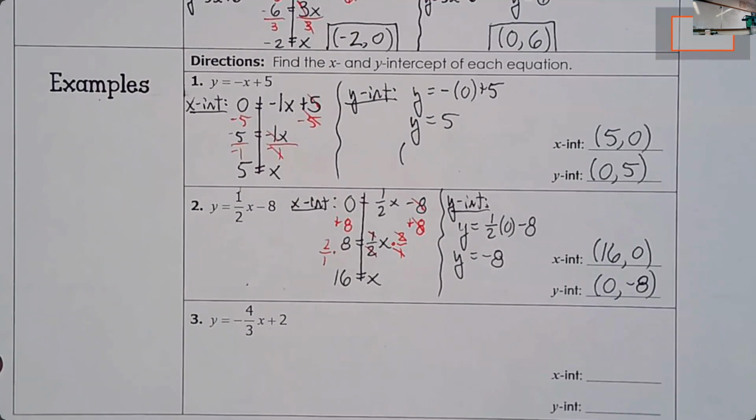Good question. So if you end up with a fraction as your answer, if it's an improper fraction, leave it as an improper fraction, but just reduce it. You don't need to worry about making it a mixed number. Good question. That's a bit of a hint for your x-intercept on number 3.